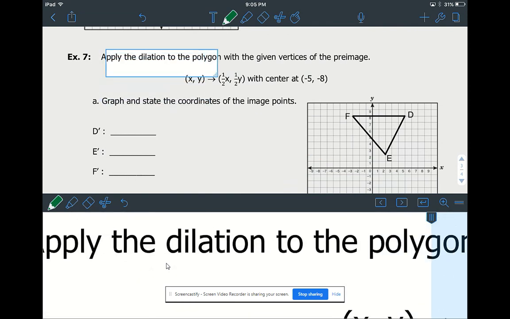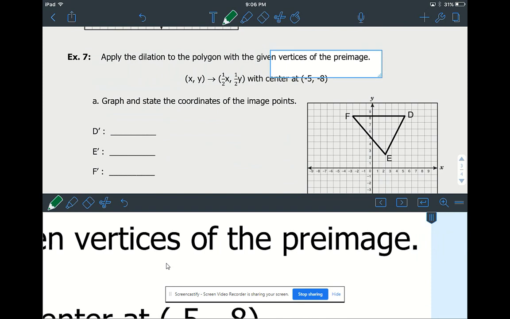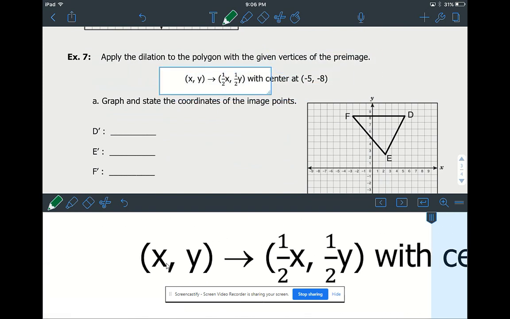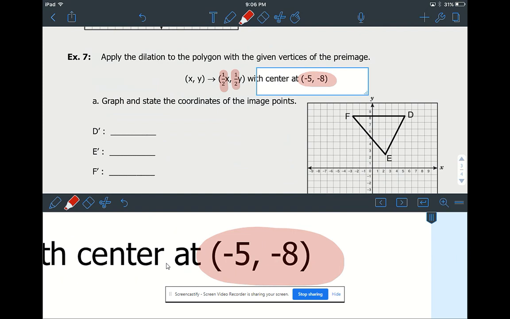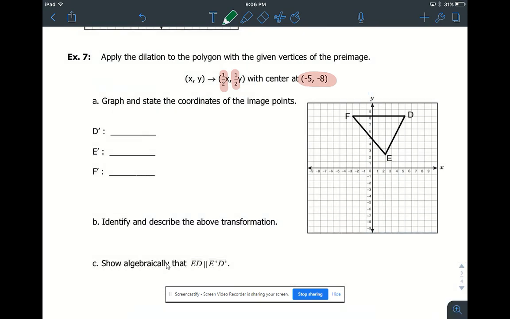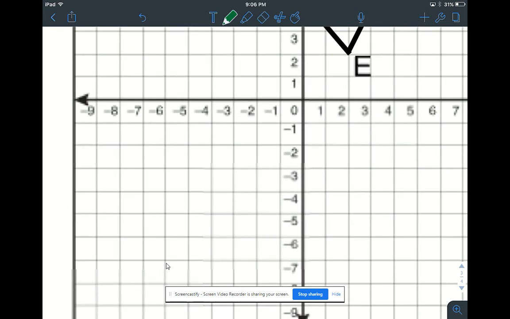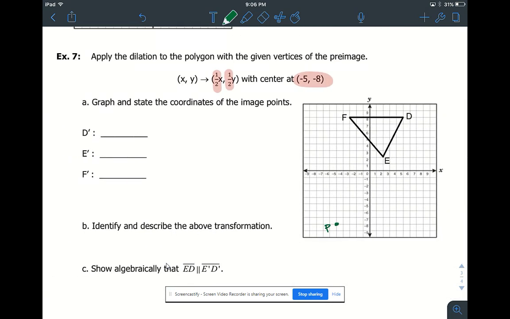Apply the dilation to the polygon with the given vertices of the pre-image. So it looks like we have our rule written here. So that means our scale factor is 1/2. So we're going to cut this triangle in half. The center of dilation is -5, -8. So let's go see if we can do that. First thing, put your center of dilation down. So -5, -8 is right here. So this is our P. This is our point or center of dilation.